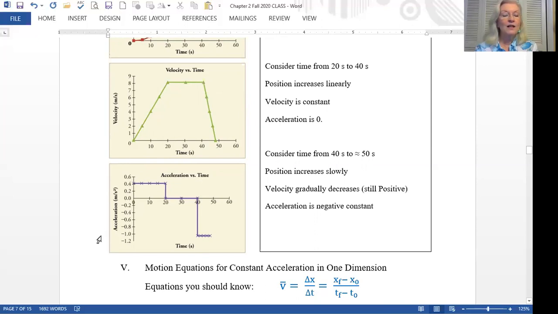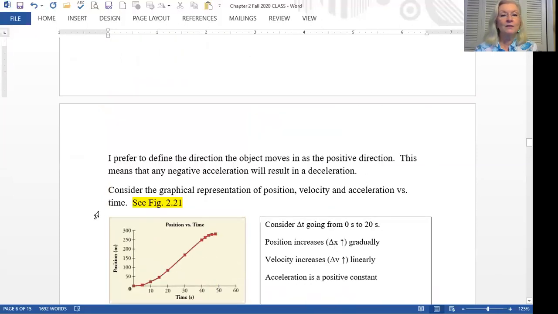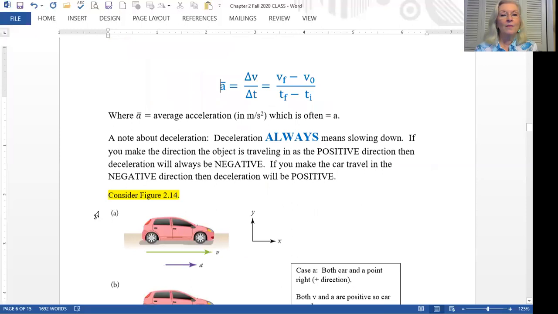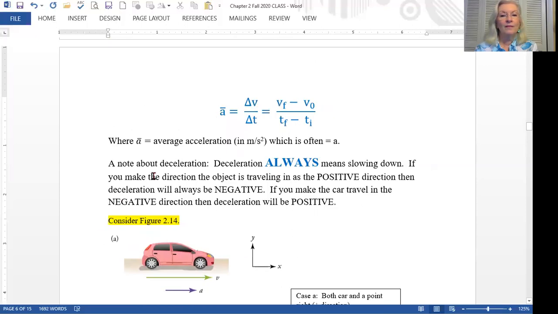So do notice that acceleration is measured in meters per second squared. It's written down, but I didn't emphasize it. Acceleration is in meters per second squared.